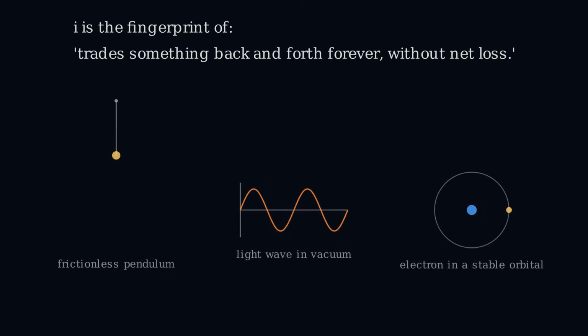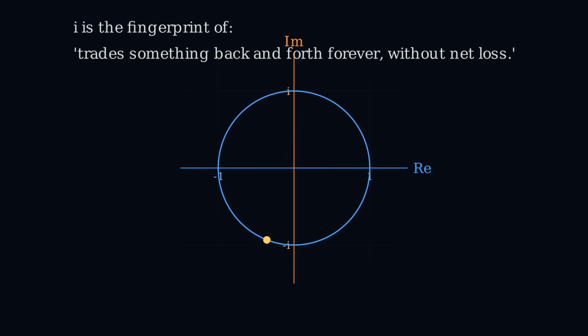Anything in nature that oscillates without losing or gaining energy, an idealized frictionless pendulum, a light wave in vacuum, an electron in a stable atomic orbital, has to be described by a differential equation whose rate constant is imaginary, precisely because that's the only way to get sustained rotation instead of growth or decay out of an exponential. i is the mathematical fingerprint of a system that trades something back and forth forever, without net loss.